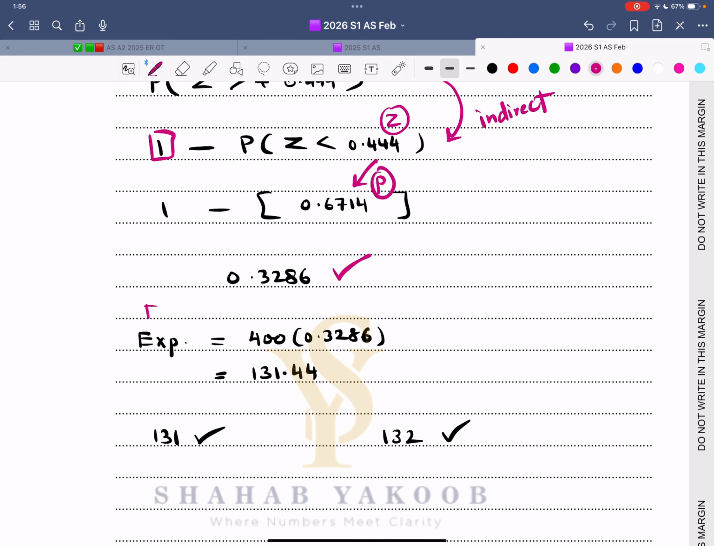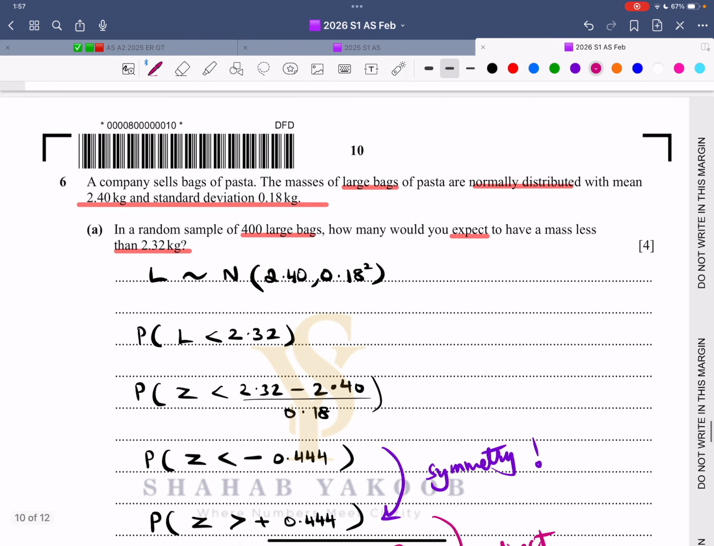Calculate expectation of X is np. So technically this is now binomial, and this is 400, 0.3286. And then we calculate this expected value, write it as an integer. 131 is good, 132 is also good.